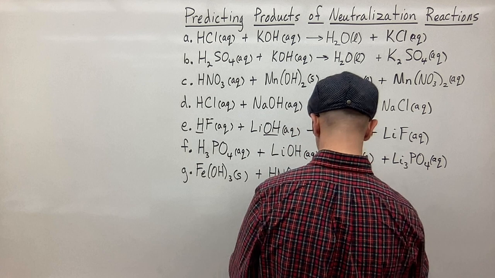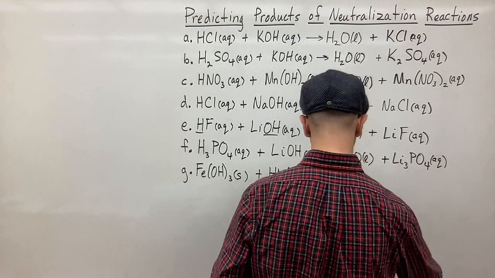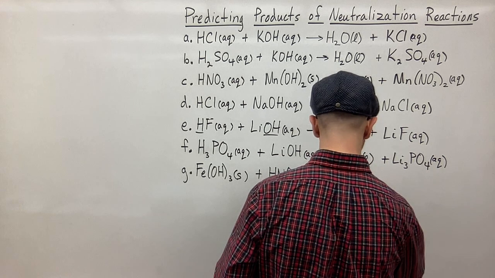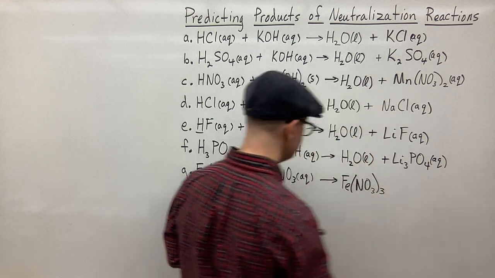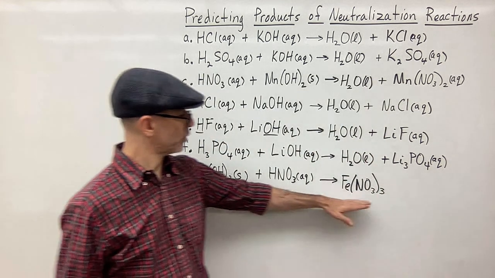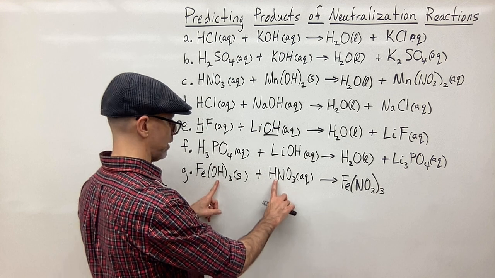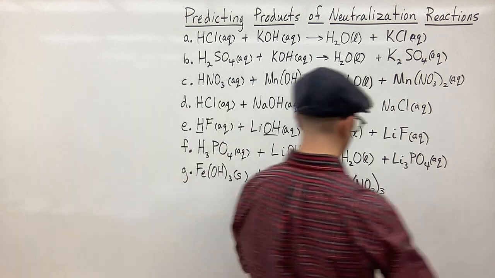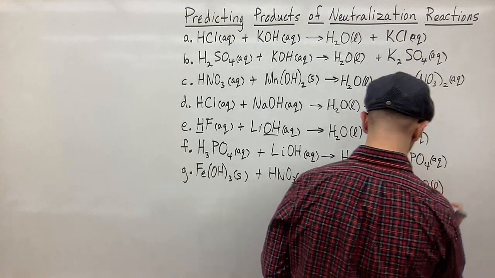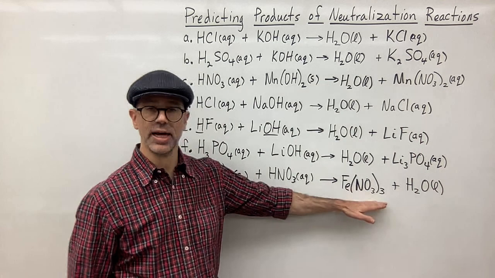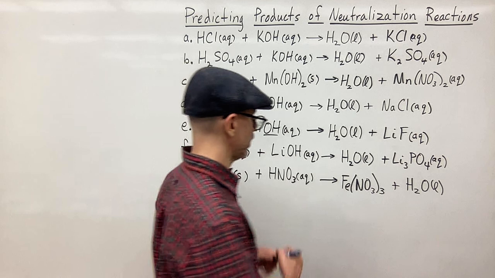Fe, sorry, Fe(NO3)3. So there's my formula for iron 3 nitrate. And now I can put the inside ions together. So I have the hydrogen and the OH, and that's going to form H2O. That's a liquid. And again, nitrates are always soluble, so no precipitate here, no solid. It's going to be aqueous.